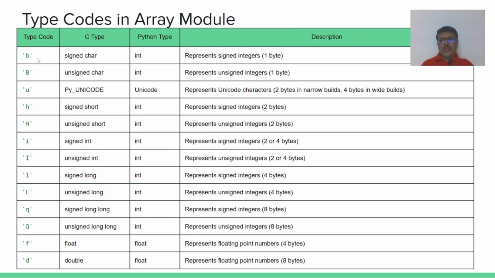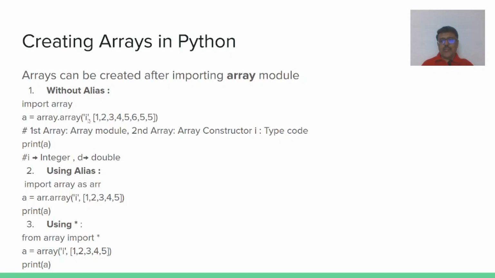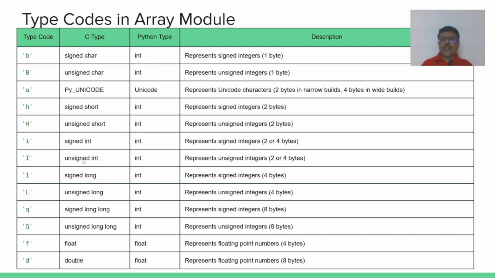So this is a quick reference for you. We have used I here, and D can also be used. But what are all the other things that can be used? I've given you a quick reference. For example, the small i we used here means signed integer, represented in 2 or 4 bytes. And if you put the capital I here, it is unsigned integer. Unsigned integer means it has no plus or minus sign.